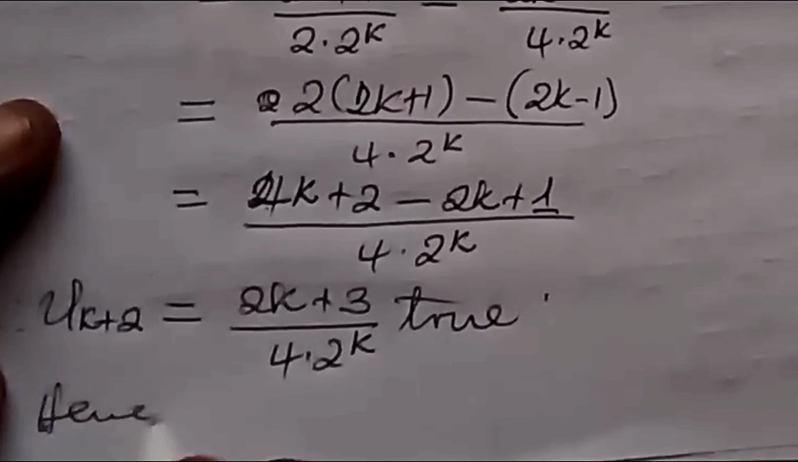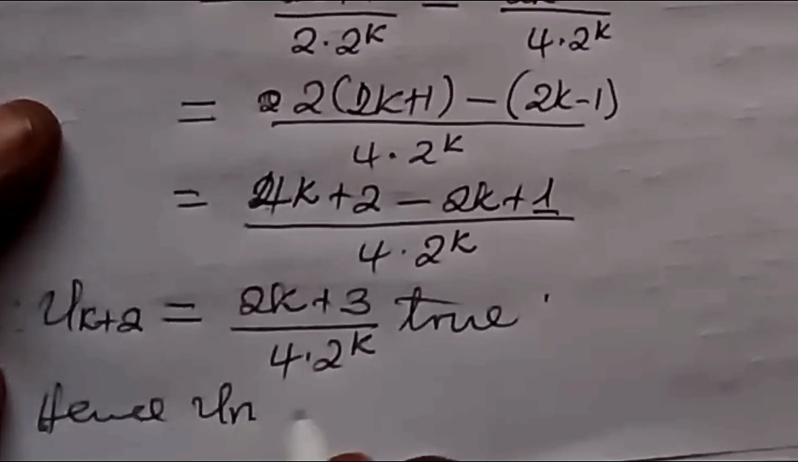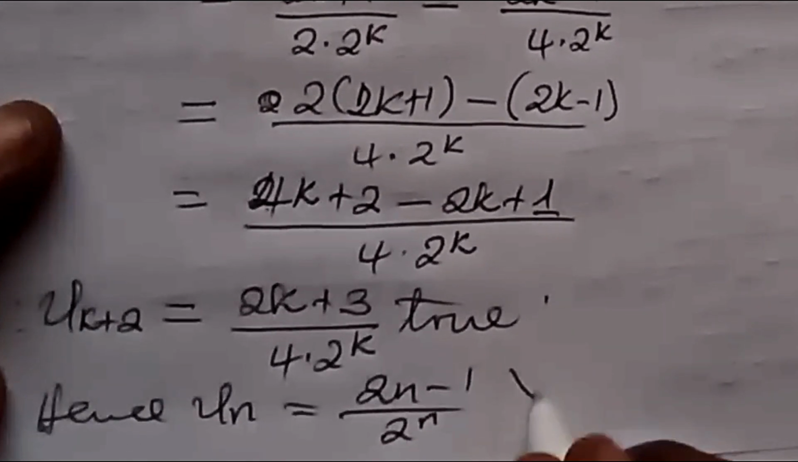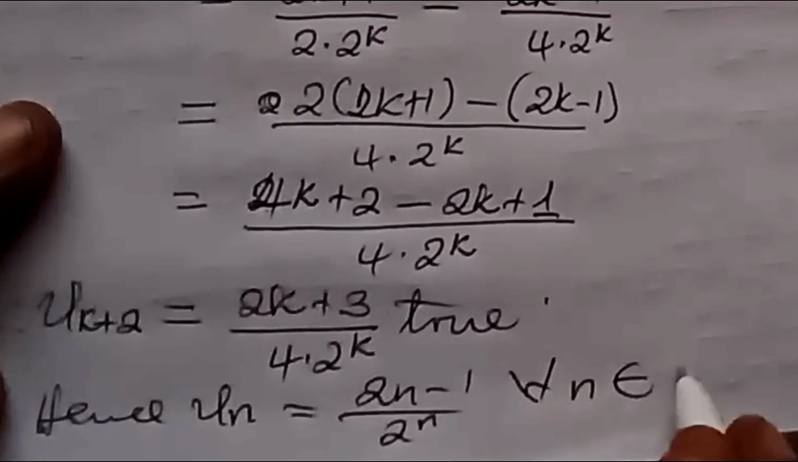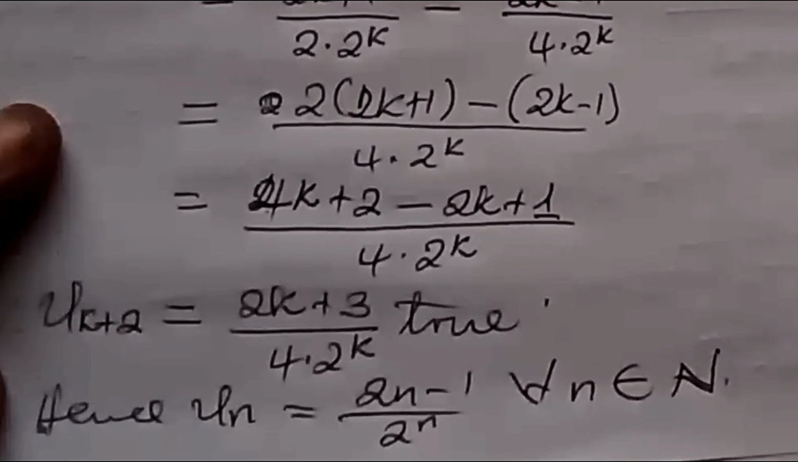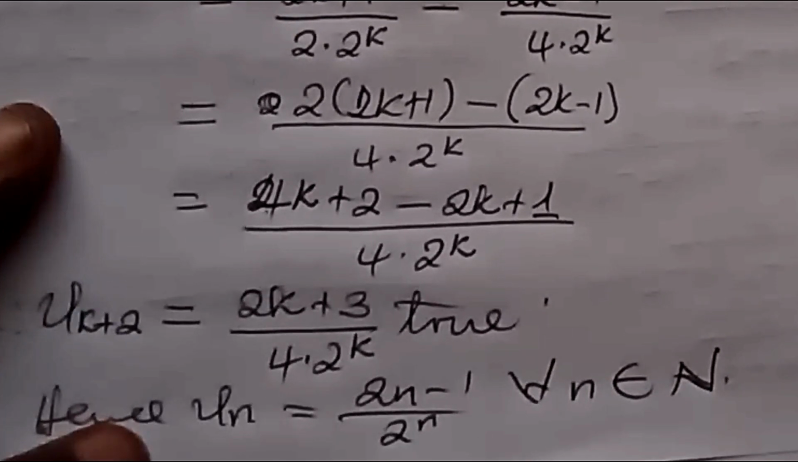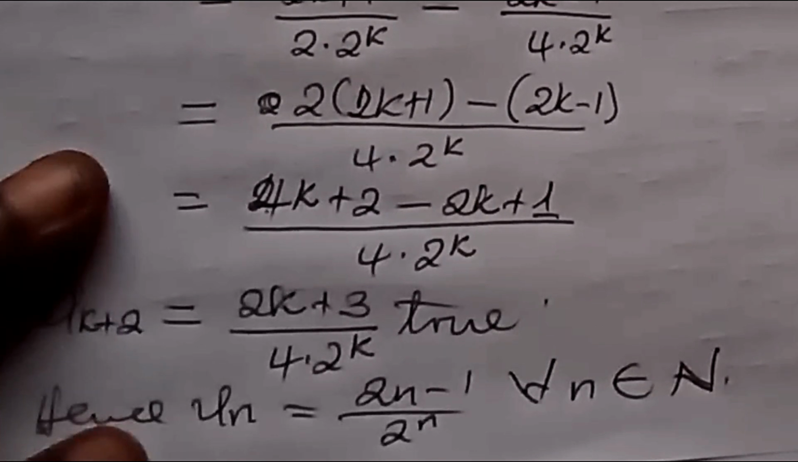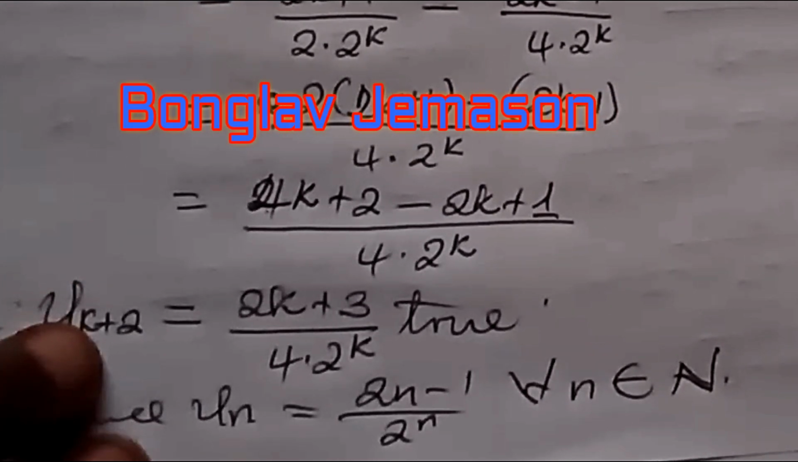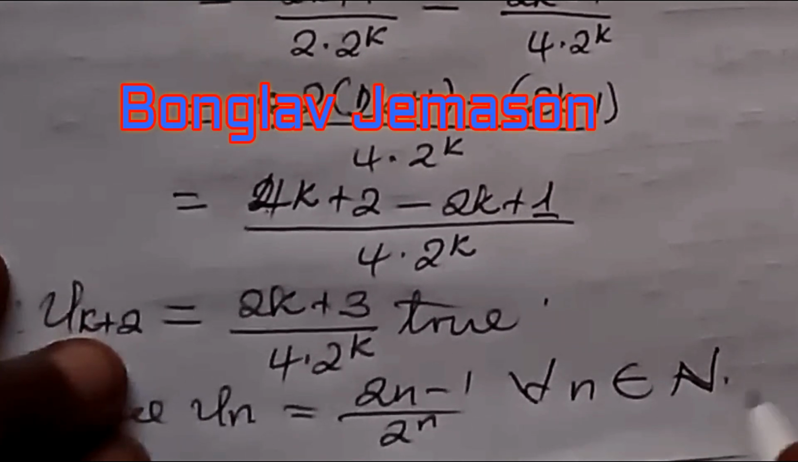Hence un equals 2n minus 1 all over 2 to the n for all n belonging to the set of natural numbers. So I hope this helped in the difficulties you have been having with series and sequences. I would have to upload more videos, especially involving recursive sequences, because they're actually a trouble with most learners.